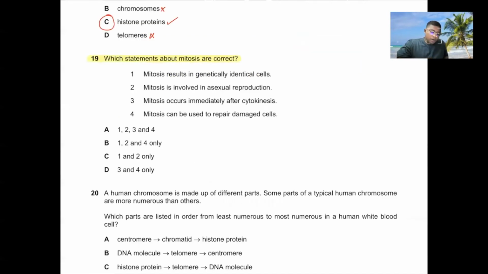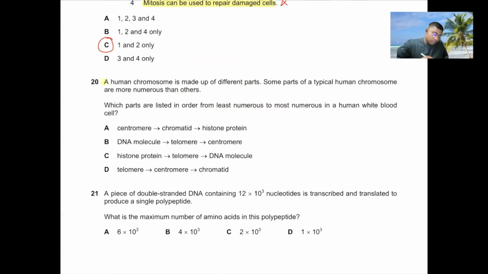Question number 19. Which statements about mitosis are correct? Mitosis results in genetically identical cells. Yes. Mitosis is involved in asexual reproduction. Yes. Mitosis occurs immediately after cytokinesis. No. Mitosis can be used to repair damaged cells. No. So options 1 and 2 are correct. Definitely C.